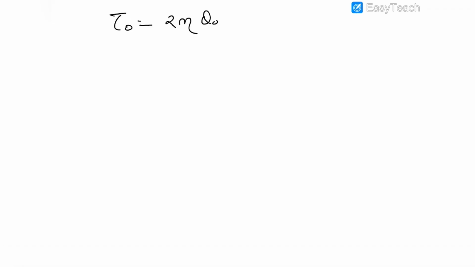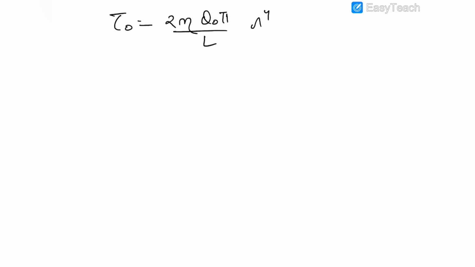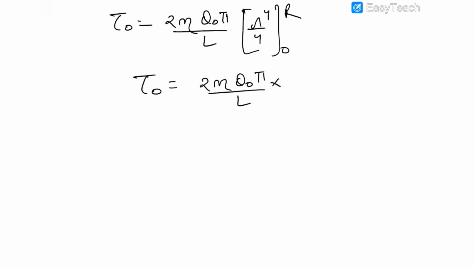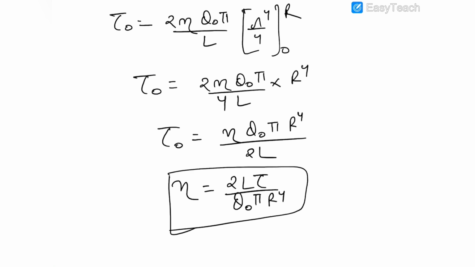2 eta theta naught pi by L, and this is r to the power 4 by 4. Limit is from 0 to R. So tau naught is equal to 2 eta theta naught pi by L, and it is 4L and r to the power 4. So tau naught is equal to eta theta naught pi r to the power 4 by 2L. Okay, so eta will be equal to 2L tau divided by theta naught into pi into r to the power 4. So this will be the value of modulus of rigidity.